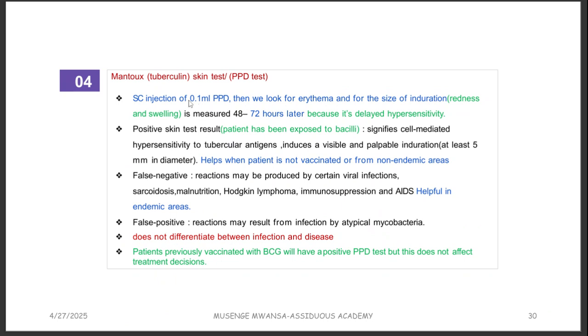The thing is that this Mantoux skin test is going to be positive even when someone does not have the disease, if they just have the infection, or if someone was previously vaccinated, because the vaccine is also made up of TB. So someone that is vaccinated will still be positive for this test, but they don't have the infection. So that is why it is not really good.